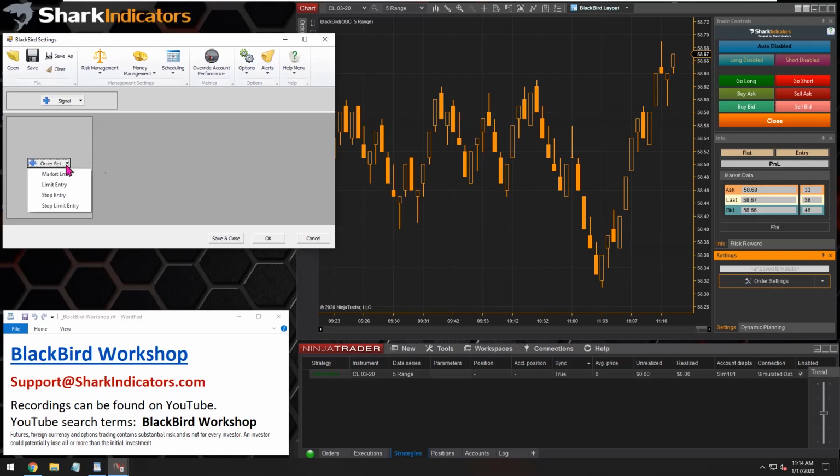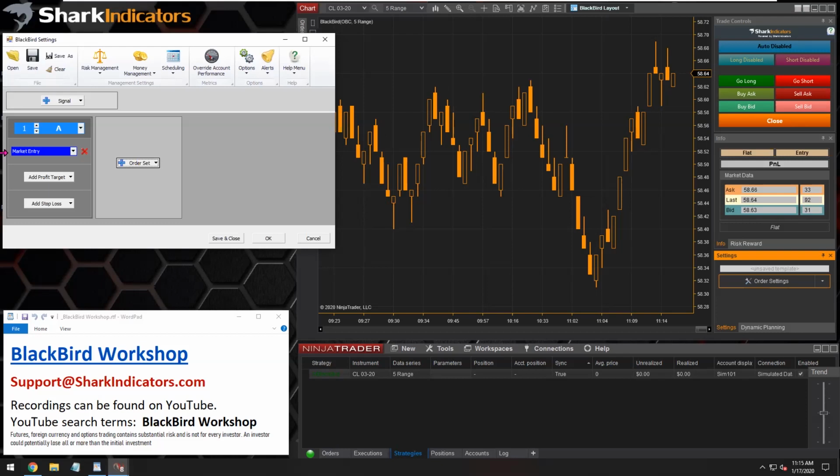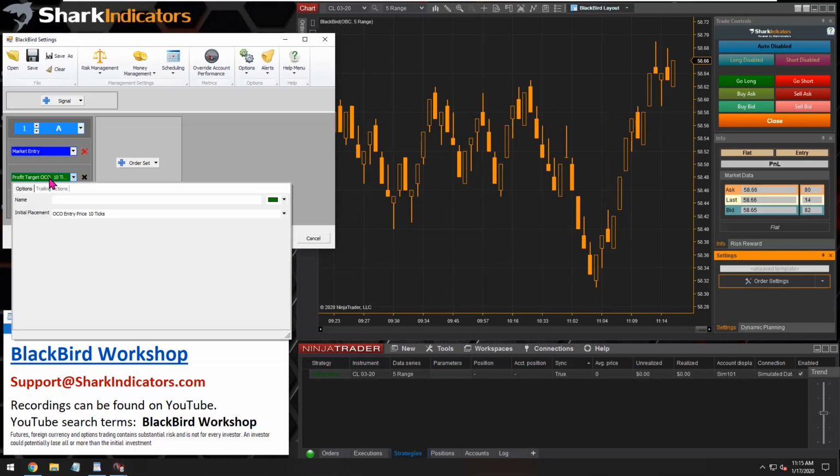All right, so the first order set is hopefully going to be the winner. When getting into the trade, we want order set A, our first contract, to hopefully just be the winner and be done with the trade. The entry order is going to be a market order, with an 8-tick profit target. So we're going for 8 ticks on the trade.